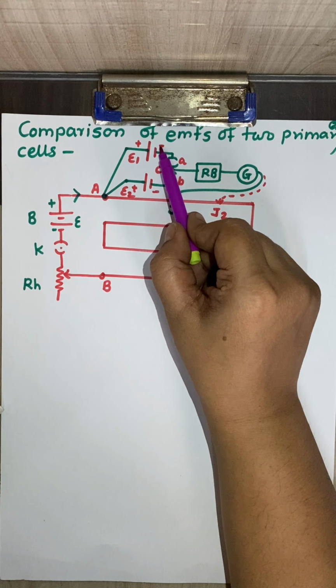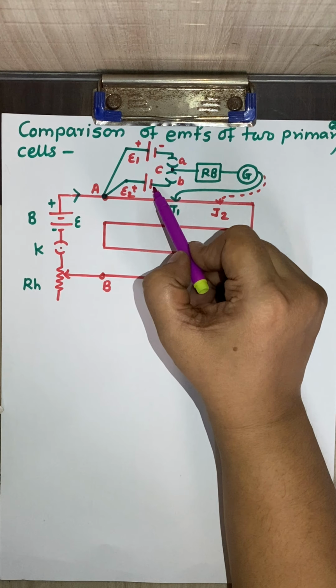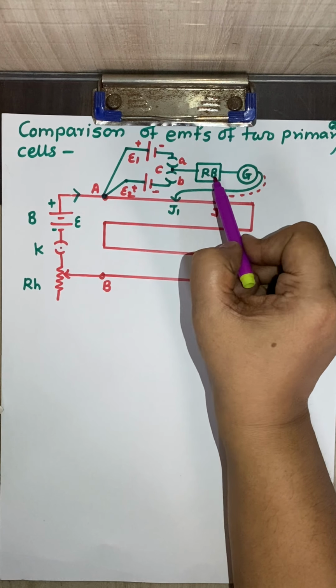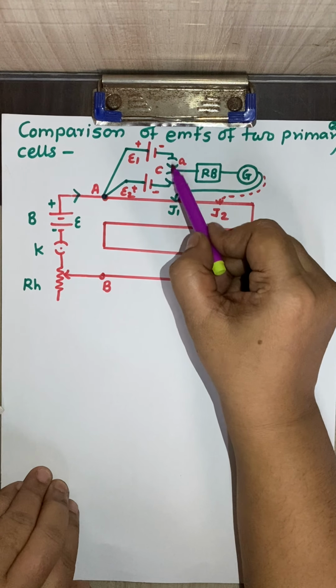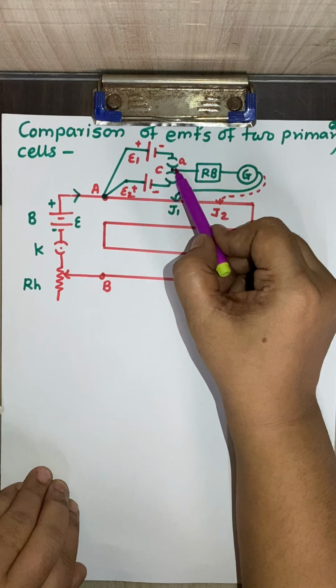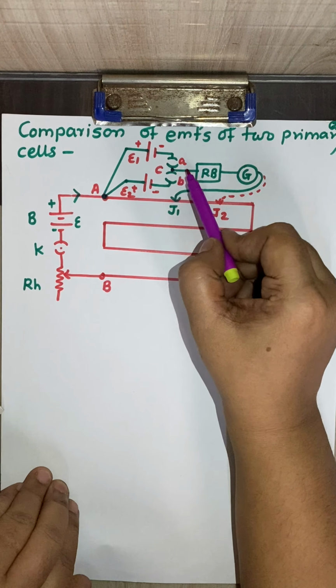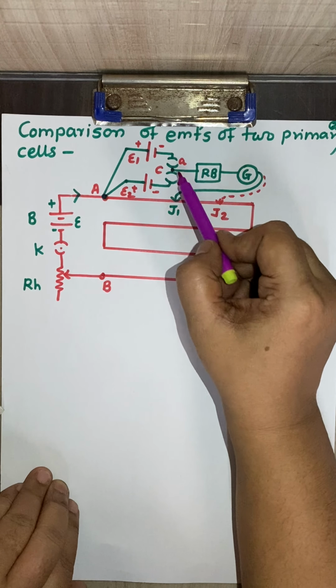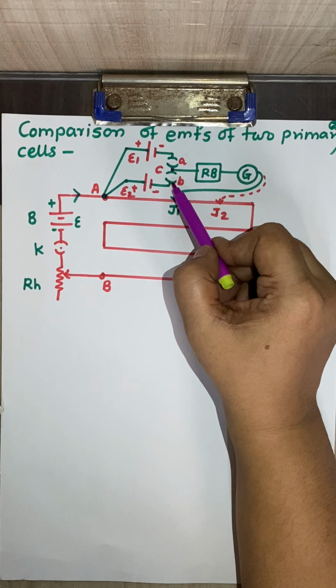Now the positive terminals are connected, and then the negative terminals are connected to a high resistance box. You can see that the negative terminals of cell 1 and cell 2 are connected to the high resistance box, but in between there is a two-way key. From A to C is one contact and C to B is another contact.